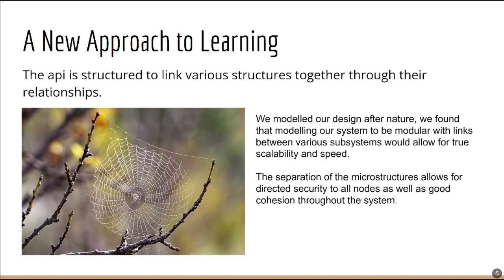We found that modeling our system to be modular with links between various systems would allow for true scalability and speed. We talk about this in computer science lingo. We adopted more of a microservices architecture. The separation of the microstructures allows for directed security to all nodes as well as good cohesion throughout the system. So by having a lot of microservices, we're able to scale each one independently and provide specific security to each service and component that we create.